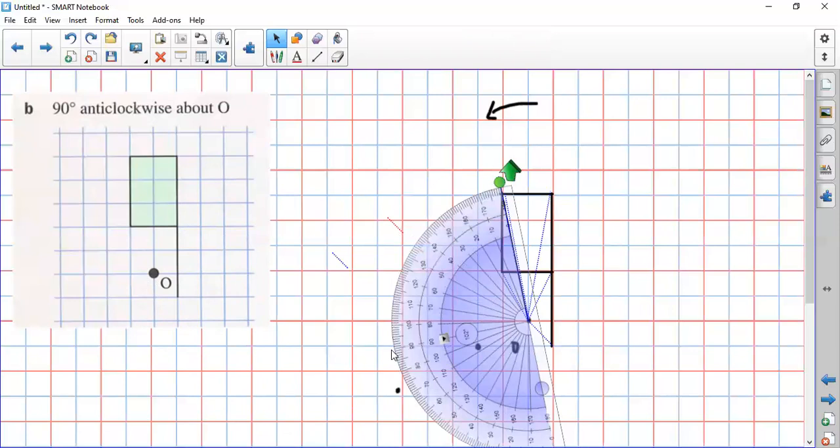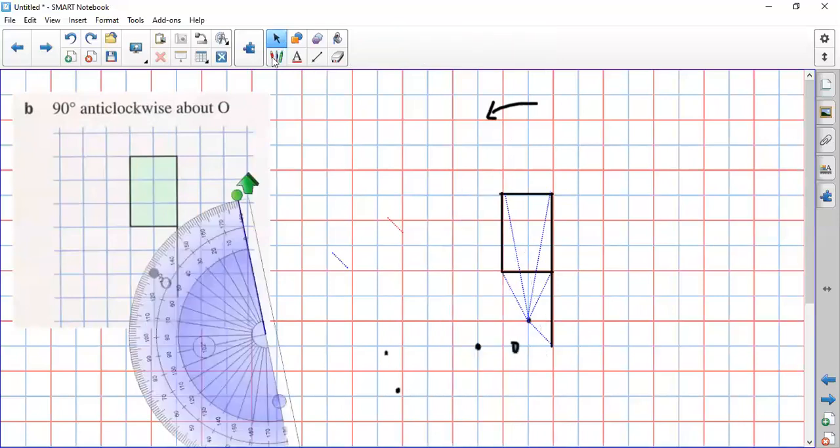So 90 is in this direction here. The distance will be kept the same. So it is 1, 2, 5. Okay, so the point will be here. Okay, let's clean the others. Oops.